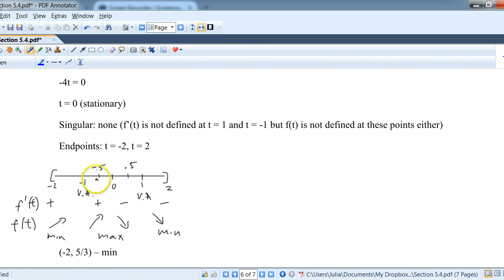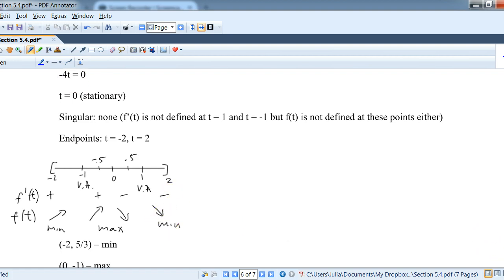And then I try to pick negative 0.5 and 0.5 because we need some test points between the asymptote and the stationary point. So I picked negative 0.5 times negative 4. Once again, we get positive. So the function's increasing once again. But on the other side, 0.5 times negative 4 would get us negative. And so the function is decreasing. So we have a max at 0. And at 2, once again we get negative times negative 4, so we have a minimum at that endpoint.